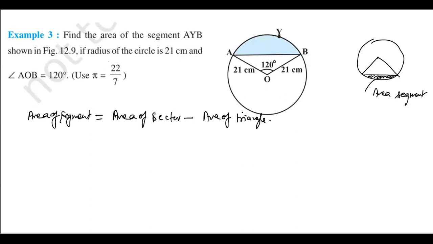Let's talk about it. The formula of the sector's area is theta upon 360 into pi r square. This is the formula for the area of a sector. And then the area of the triangle. So here you know that this is the angle theta, and the area of this triangle would be equivalent to this length multiplied by this length.